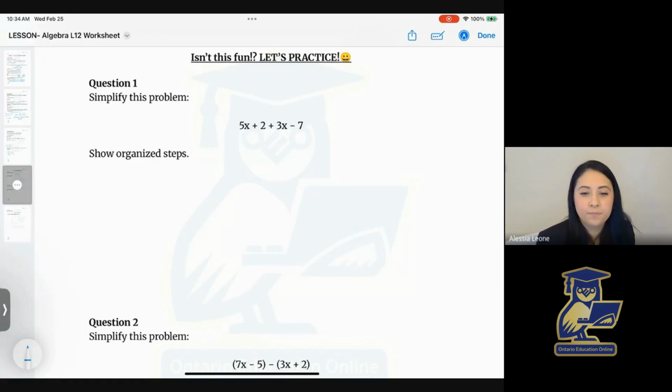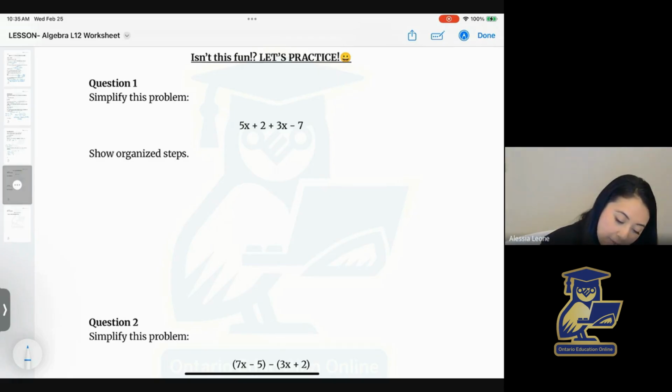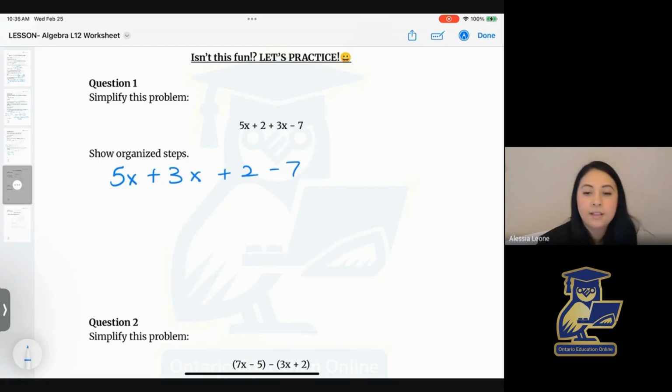Question number 1. We're going to simplify that expression and that problem, and we're going to show all of our steps. First thing we have to do, we're familiar now, we have to combine our like terms and then solve. Organize first and then solve. So we have 5x. What else has an x? Our 3. Let's put those together. And then we have our 2 and our 7 that have no x's. We're going to put those together.